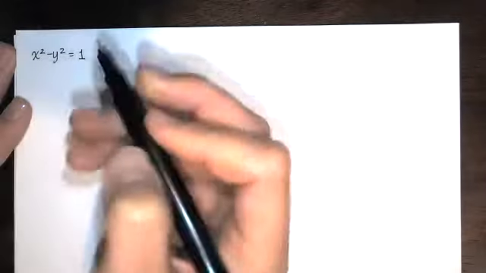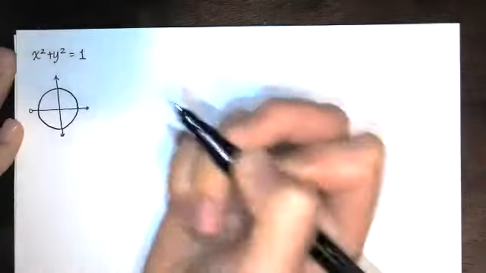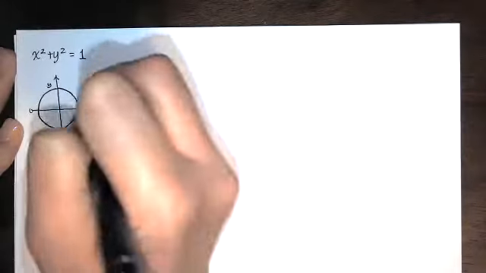Now, it may have been a while since you looked at hyperbolas, but if you have an equation of this form, if x squared plus y squared equals 1, that gives us the unit circle. That's a circle centered at the origin. X is here, and y is here.